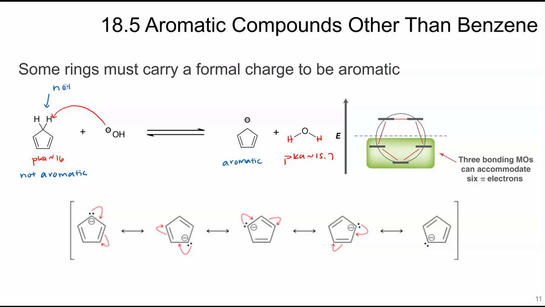So this was not conjugated. This one is conjugated, and then odd electron pairs. And you can see the resonance structures for each of these. So the cyclopentadiene, if it wants to be aromatic, must carry a negative charge in order to do that. And the anion is stabilized by resonance because of the aromaticity.